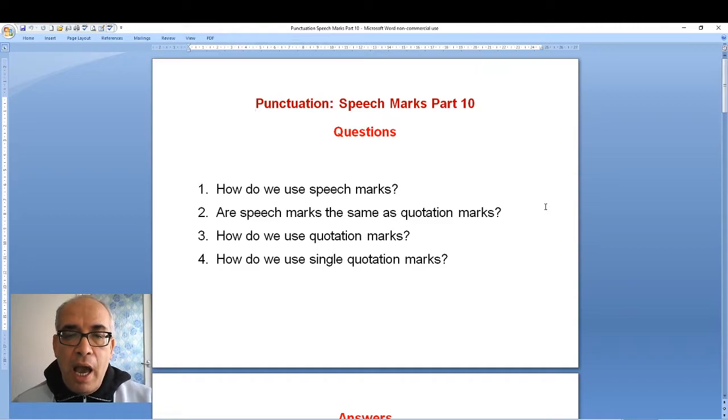1. How do we use speech marks? 2. Are speech marks the same as quotation marks? 3. How do we use quotation marks? 4. How do we use single quotation marks? Let's look at the answers.